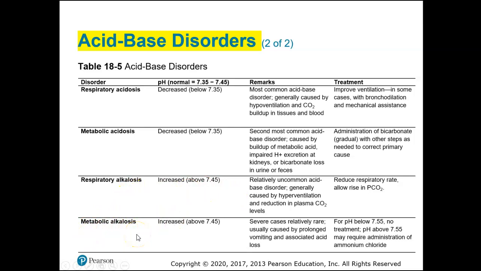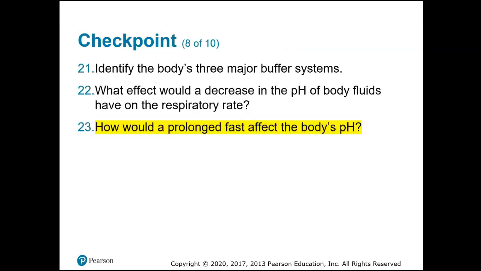Then there is metabolic alkalosis, which can be caused by prolonged vomiting, and that will cause your pH to rise. And it also can be caused by dehydration, which would happen with vomiting. But if you're dehydrated, you sometimes will have a high blood pH.